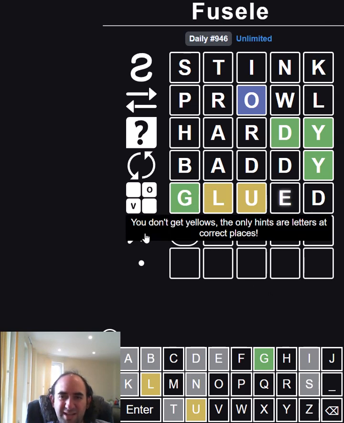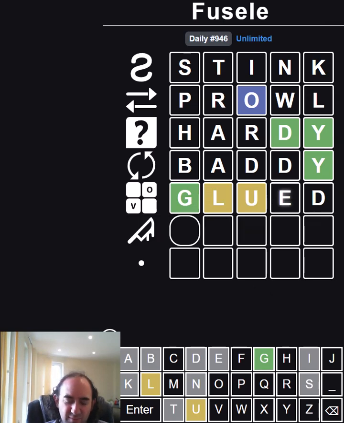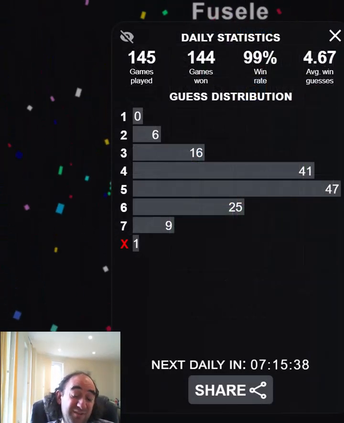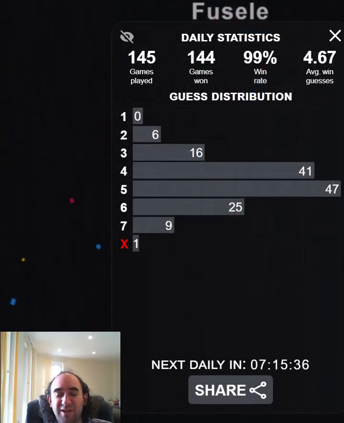Surely. We don't get yellows, the only hints are letters in the correct place. Of course, that doesn't matter until after we've had our guess. And it is gully, so if I wasn't forced to put that E in, I would have got that one guess sooner. And in fact, the answer didn't have an E in, so the tactic of avoiding the E until I couldn't avoid it any longer should have paid off. Apart from the fact that it was actually quite a difficult one to get with the duplicated L, and by the time we'd solved it, we were forced to use the E anyway.